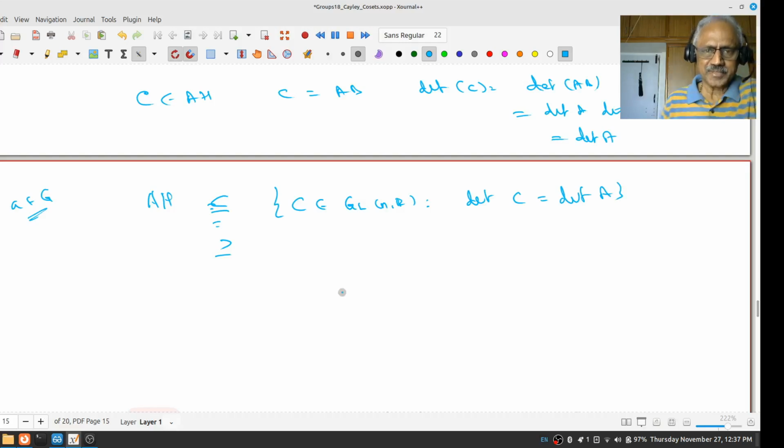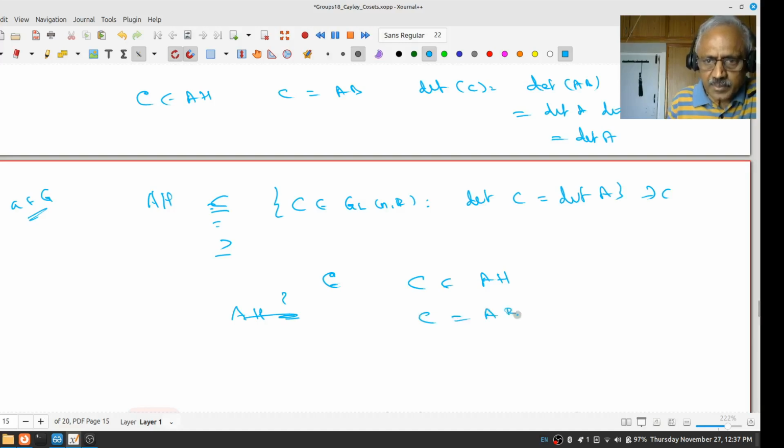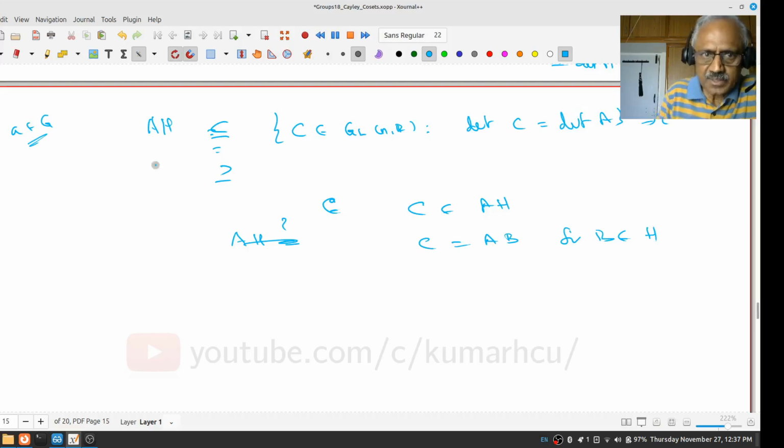Okay, this is a multiplicative example. Let us look at it. Suppose you give me C. Then what do I want? I want to write it as AH, that is, I want to say C belongs to AH. That means I want to write C equal to A times B for some B in H. Is that clear? Please understand. An element of AH is of the form A times B where B is in H, that is, determinant of B is 1.